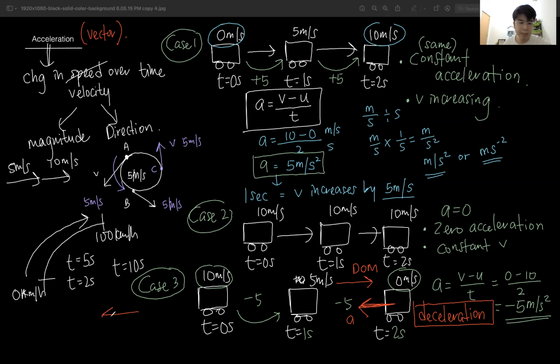Because my direction of motion can be to the left, and my negative acceleration is also to the left. Both are in the same direction. Is this deceleration? No, this is acceleration. It means your speed increases, but you are moving to the left. So that's why I say generally negative acceleration is deceleration. You have to check whether the directions are the same. Okay? If you have any question, you don't understand, you want me to repeat, please let me know in the chat.